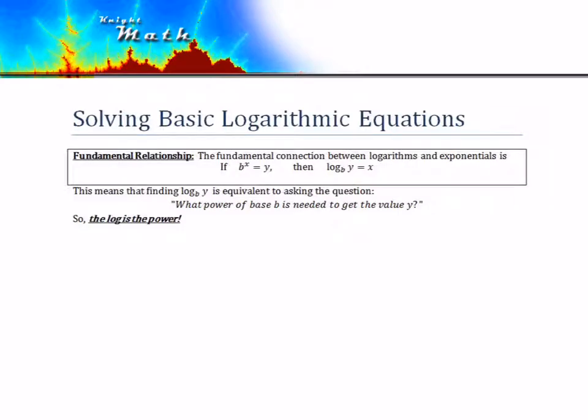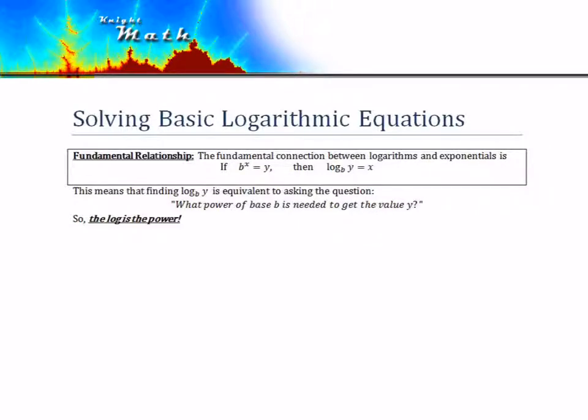In this video, we're going to take a look at some basic logarithmic equations. To start that off, we have to understand the fundamental relationship between exponentials and logarithms. Here we have an exponential equation, b to the x equals y. This is the same thing as saying log base b of y is x. All that means is the power of base b that we need to get y is x. Or we can say, what is the power of base b that is needed to get the value of y?